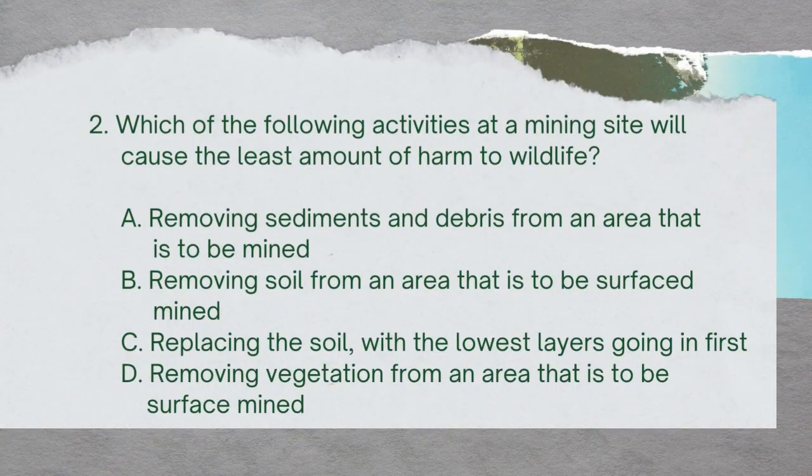2. Which of the following activities of mining site will cause the least amount of harm to wildlife? A. Removing sediments and debris from an area that is to be mined. B. Removing soil from an area that is to be surface mined. C. Replacing the soil with the lowest layer going in first. Or D. Removing vegetation from an area that is to be surface mined.